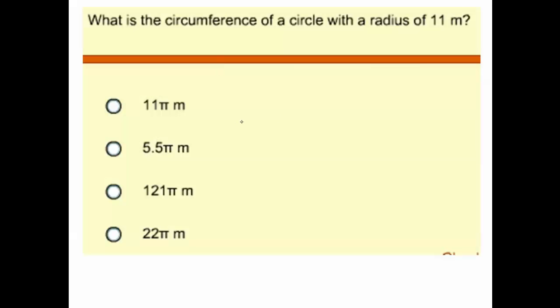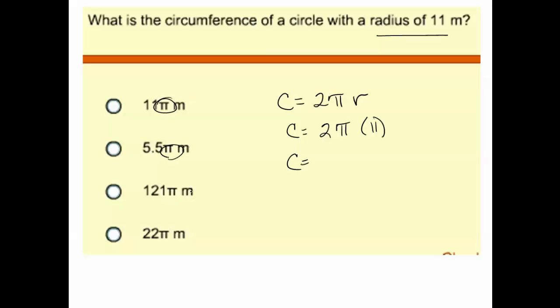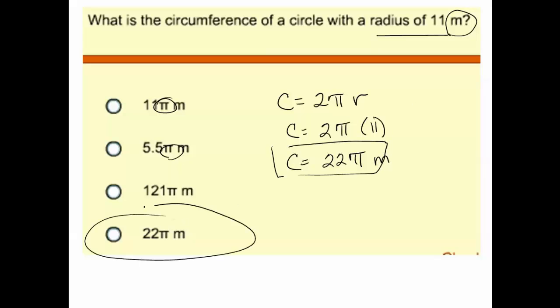Okay, it says, what is the circumference of a circle with a radius of 11? Well, there you have to get out your geometry formula chart and remember that to find the circumference of a circle is C equals 2 pi times the radius. So my circumference is going to be 2 pi, and then my radius is 11. If you'll notice, they included pi in with the answers. So 2 times 11 is going to be 22 pi, and then it's meters. So that's my answer. So I circle the fourth choice.